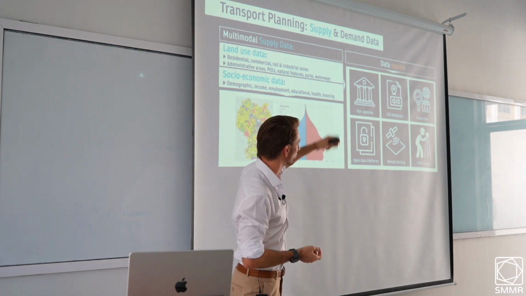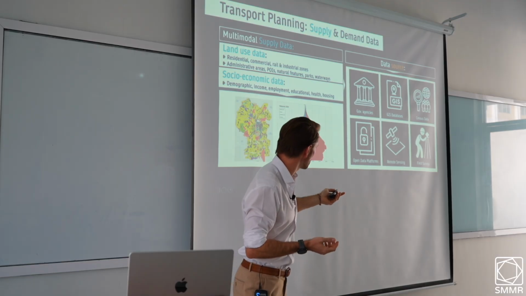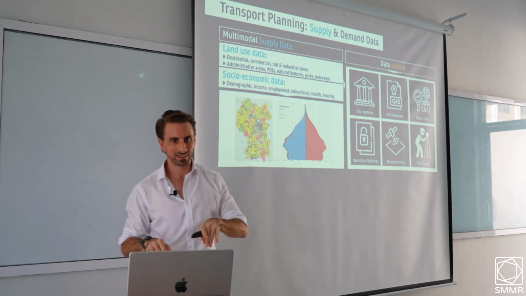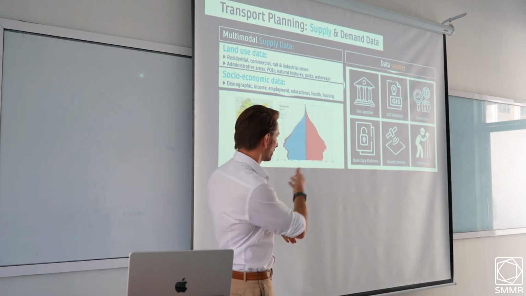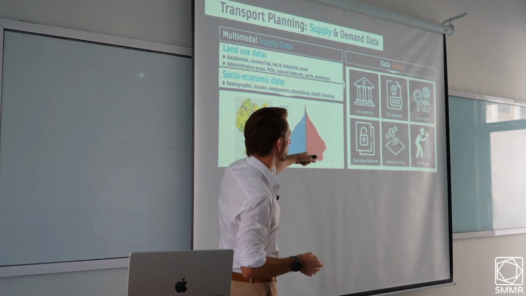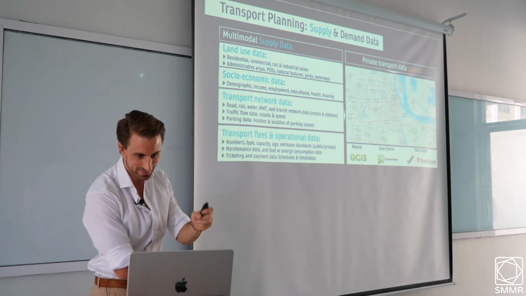There's lots of GIS databases. There's census data. So every few years, a census is conducted to collect general information on the socioeconomic environment of Cambodian cities and provinces. You have also open data platforms. If you Google online a kind of data you're looking for, maybe you will find a data set online that's available to you. Or you can use sometimes satellite imagery, or do surveys yourself to collect this data.